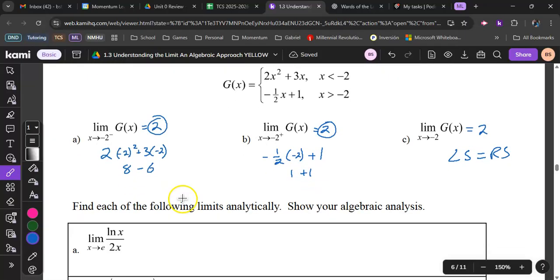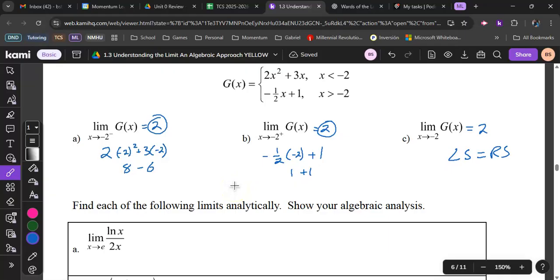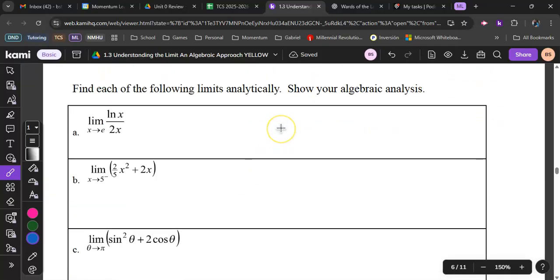All right. Let's try some analytic approaches to these limits, all right? First thing I always do, plug it in. What's the ln of e, or the natural logarithm of e? 1, exactly. So this is literally just going to be 1 over 2e. Guys, I'm just plugging it in. So ln of e over 2e.